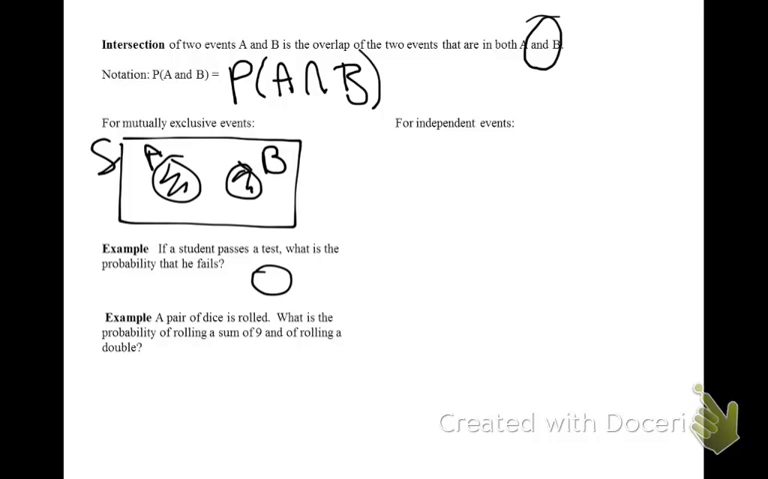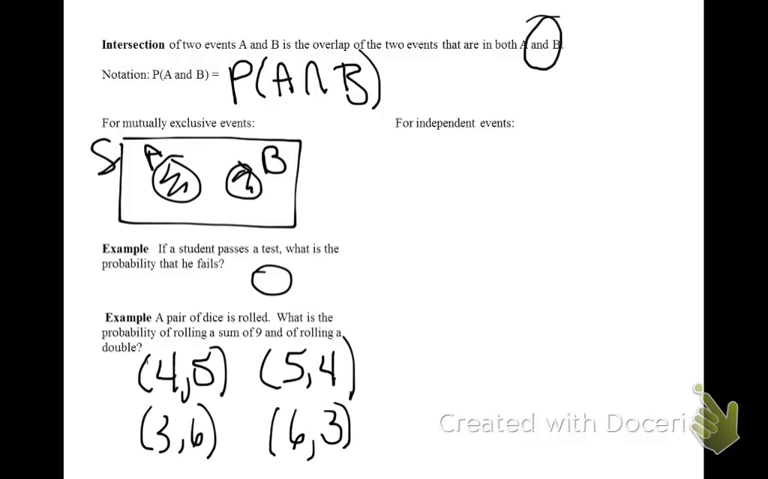Another example: what's the probability of rolling a sum of 9 and rolling a double? The only ways to add to 9 are like this. So the chances of rolling a 9, you need this combo. And to roll a double, none of these are doubles. You can't have both at the same time. So this is an impossible event. It occurs with probability 0.